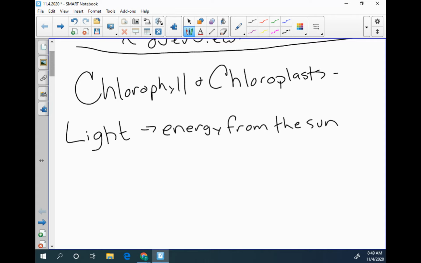We could also say that there is heat coming off of the sun, but the energy that we are working with, especially with photosynthesis, is just going to be light energy. And it travels in wavelengths. That's how we measure it. Different wavelengths of light mean different things. I'm actually going to pull up a picture because it might help.